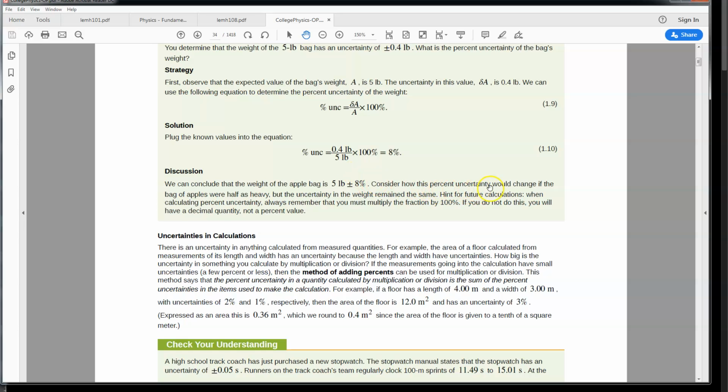Consider how this percent uncertainty would change if the bag of apples were half as heavy, but the uncertainty in the weight remained the same. Yeah, because if the bags were half as heavy, then of course you would be dividing, for example, 0.4 by 2.5, you would get about 16%, I suppose. 16%, right? Right.